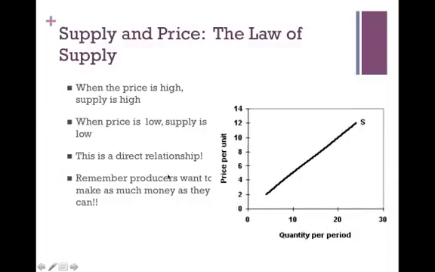And just as we represented demand on a line, we can represent supply. So if you look at it, at a low price, the producer doesn't want to sell as much. But when the price is high, the producer is much more willing to sell lots of them.